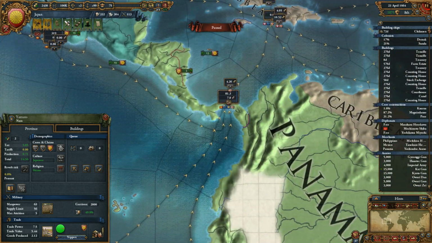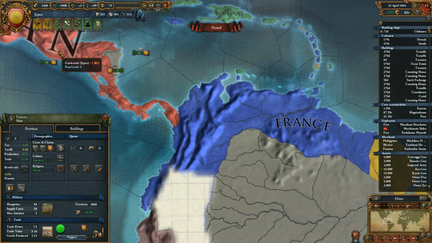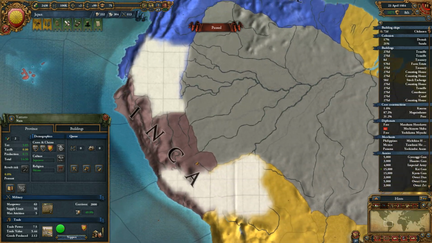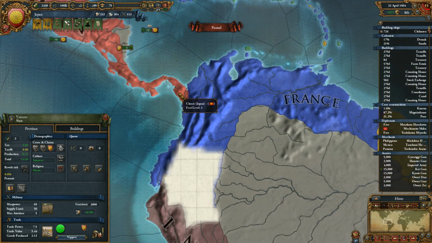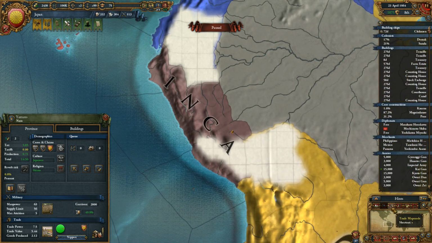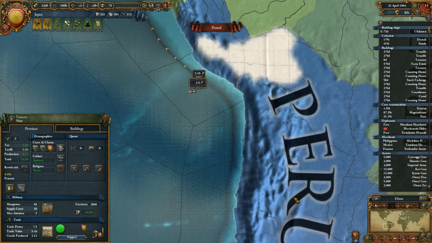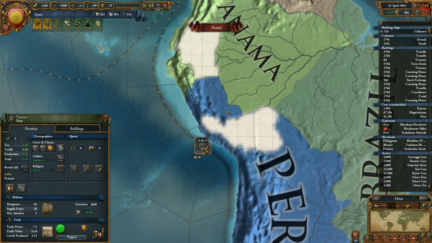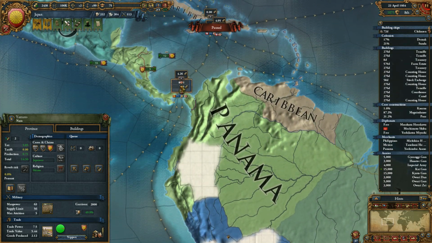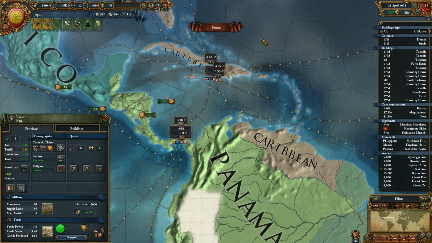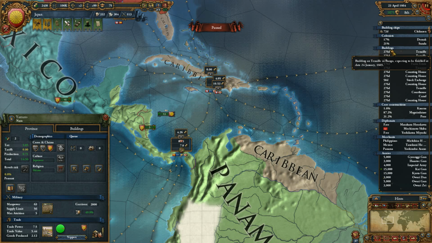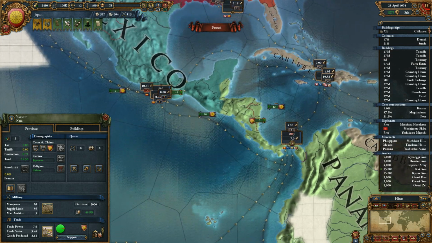However, I've also colonized part of Panama right here, because it is an excellent little choke point. As you can see here, the Peru trade zone creates money and then pushes it northward, and it has to pass through Panama in order to head into the Caribbean and then be shoved across the sea towards Europe.